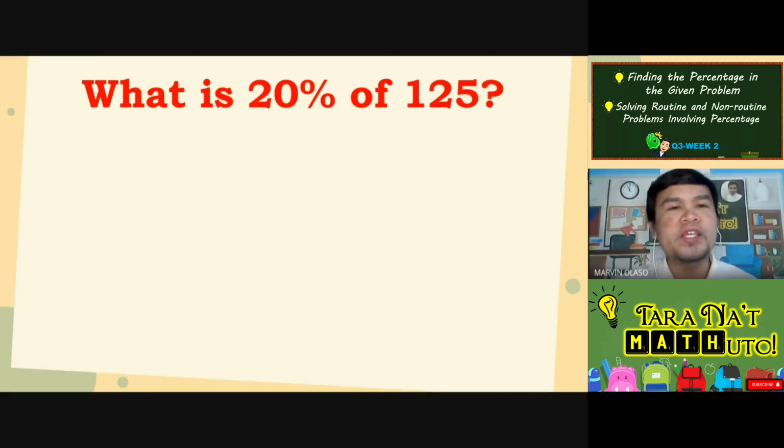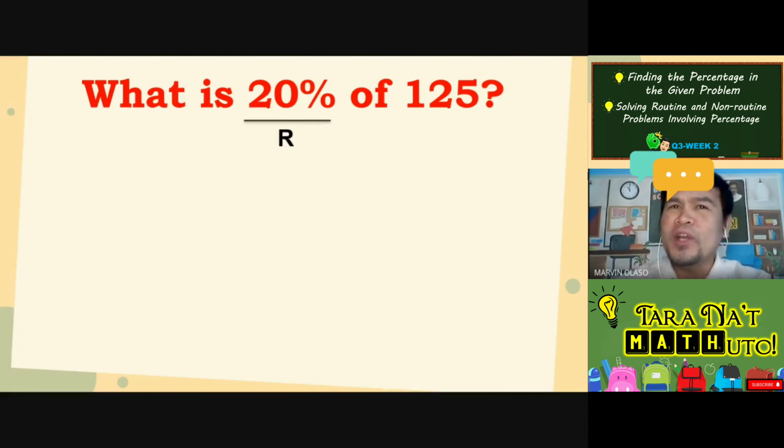First thing to do is to identify first what are the given numbers. So, kilalanin natin. So, dalawa lang naman yung ating given numbers. 20%, obviously, what is that? That's rate. Kasi may symbol na percent. What about 125? Associated with the word of, so it is the B or the base.